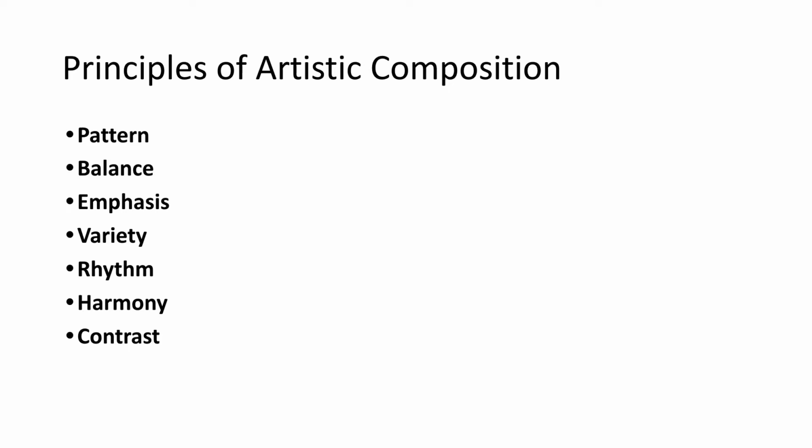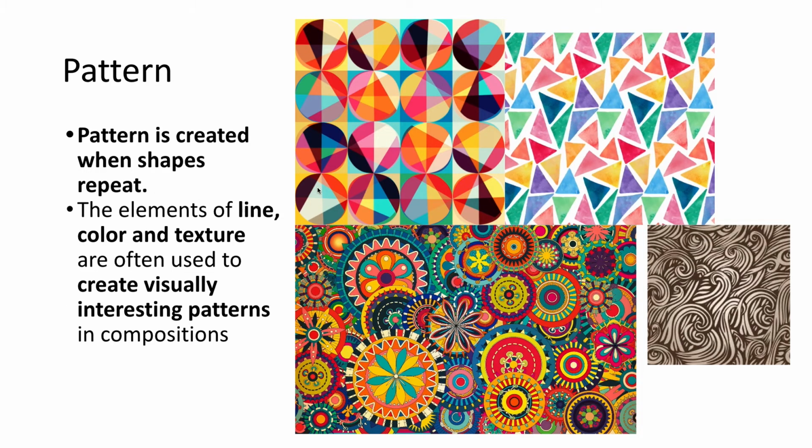Okay, so as I said before, the elements work with the principles. So here's the principles: pattern, balance, emphasis, variety, rhythm, harmony, and contrast. So here's the first one, pattern. I love pattern. I love pattern and color. It's a very simple definition. Pattern is created when shapes repeat.